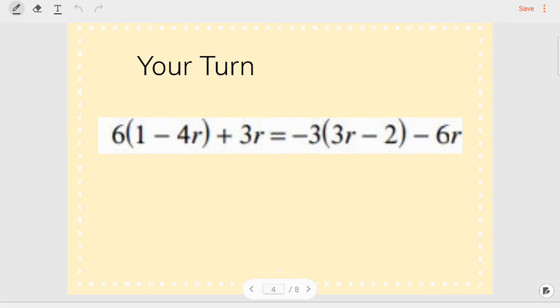All right, it's your turn. Try this one on your own. Press pause, and when you're ready to check your answer, press play.